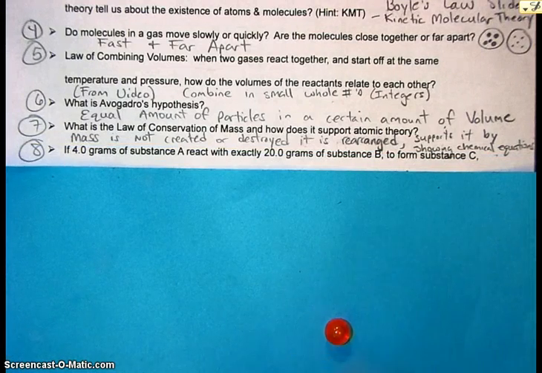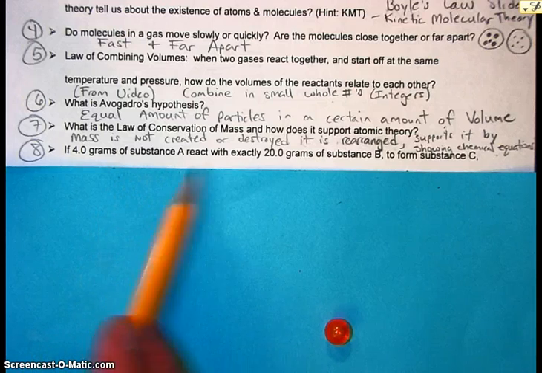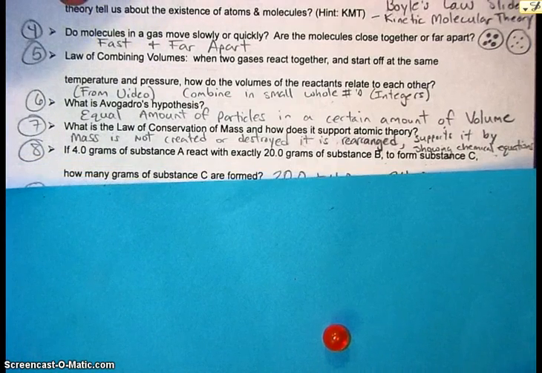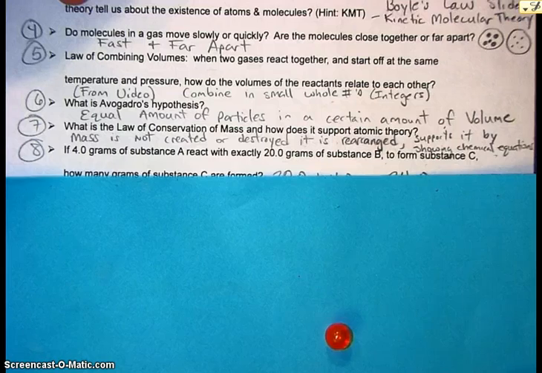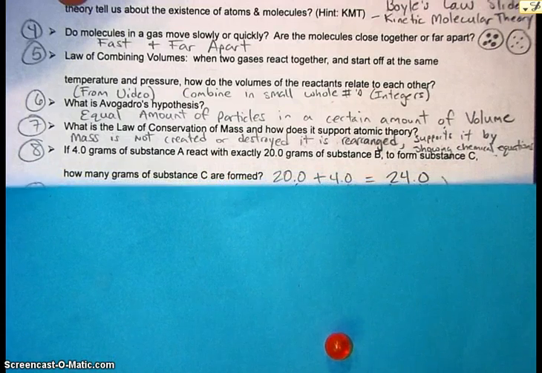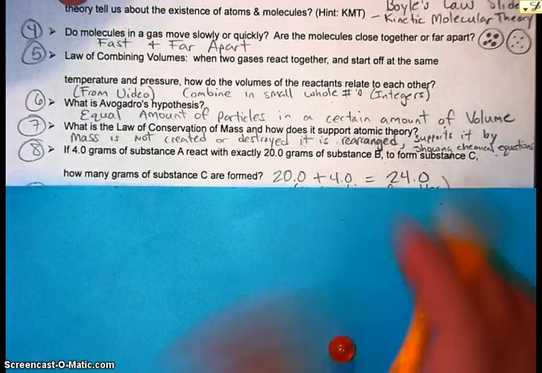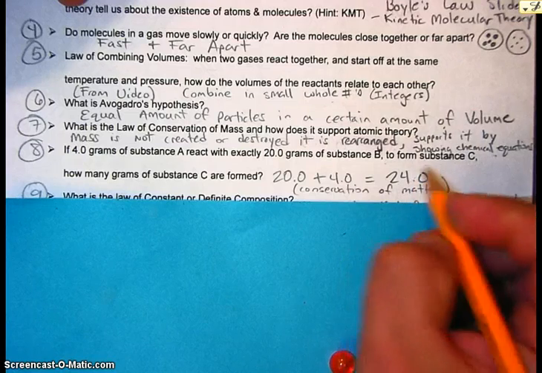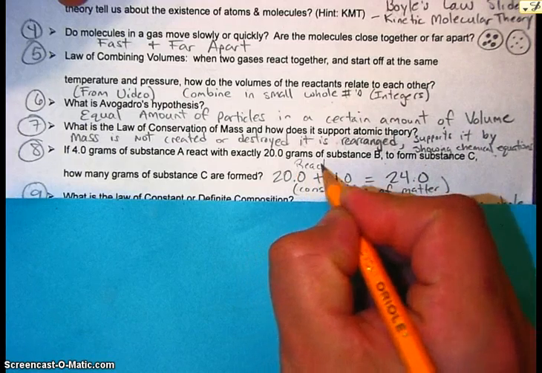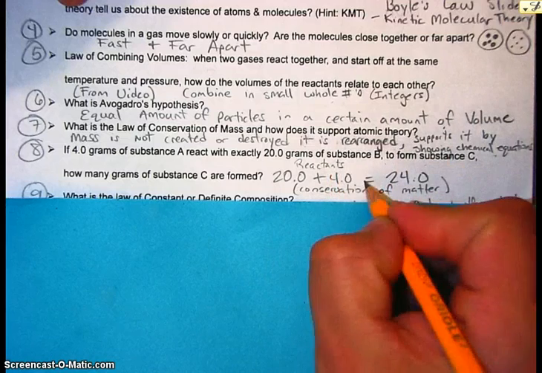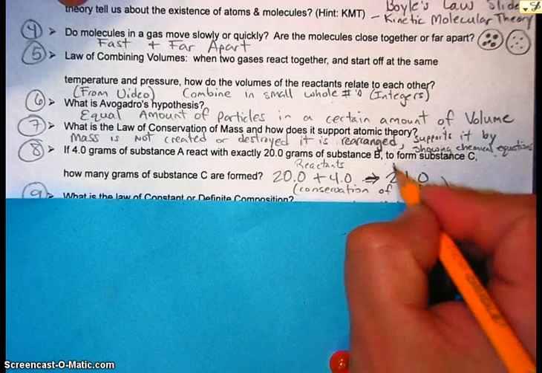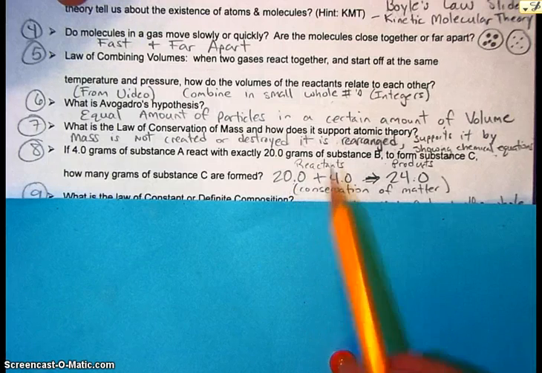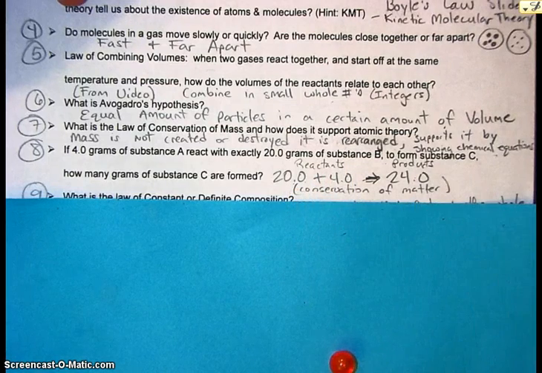Okay, for question number 8. It says if 4 grams of a substance A react with exactly 20 grams of substance B to form substance C, how many grams of substance C are formed? Well, that goes into this and leads into this. So if you have 20 plus 4 grams in the reactants, then you have 24 grams in the product. So here's your reactants, and you draw that arrow there, and here's your products. Basically, you have mass that's conserved because you have 24 on this side and you have 24 on that.